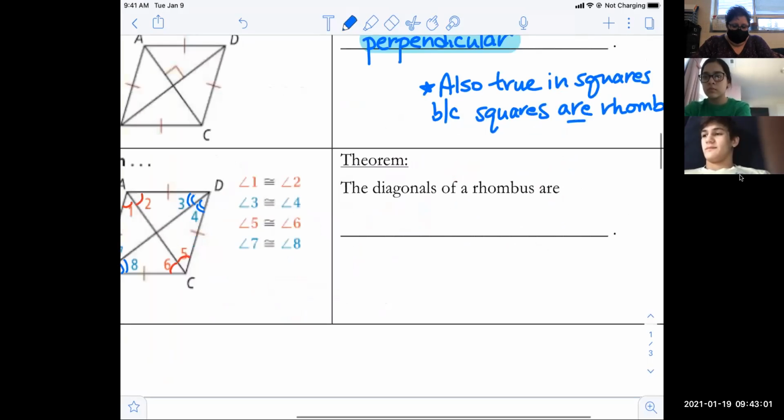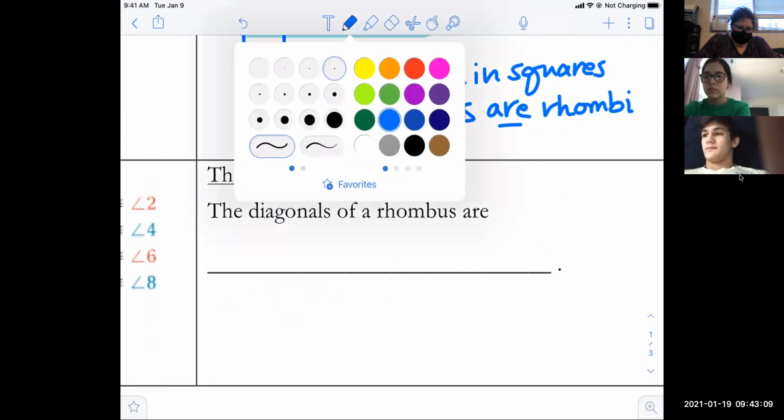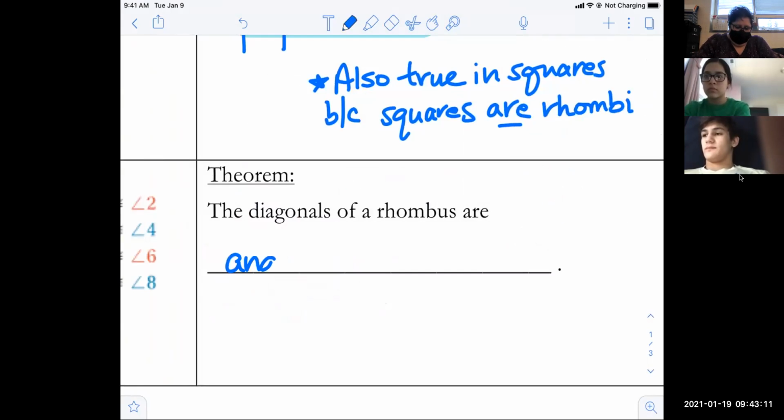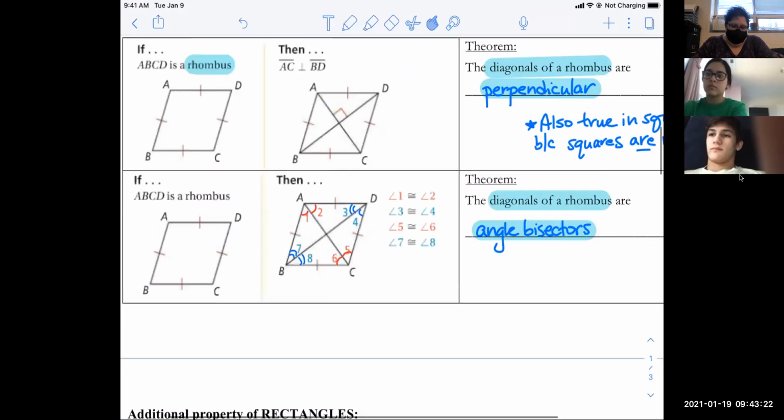But what you can say is the diagonals of a rhombus are angle bisectors. The diagonals are perpendicular and they're also bisectors of the angles. Now remember that diagonal is also perpendicular in a rhombus.